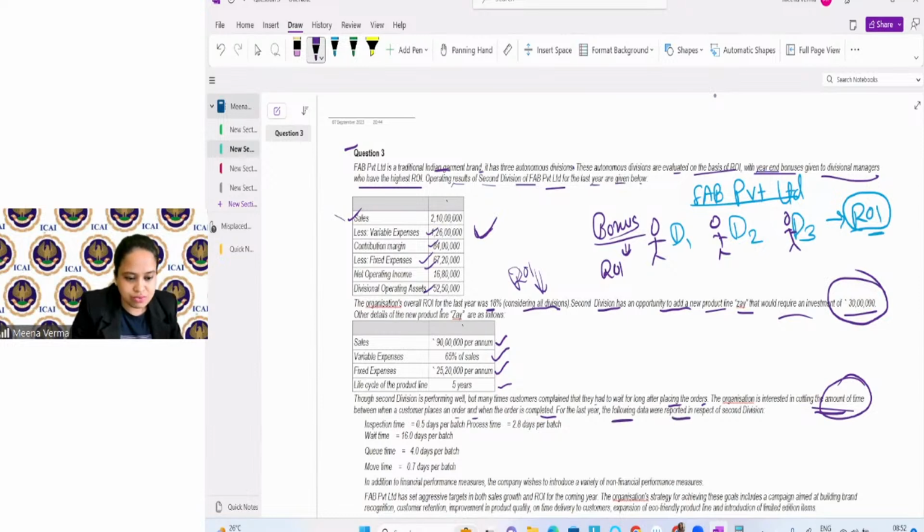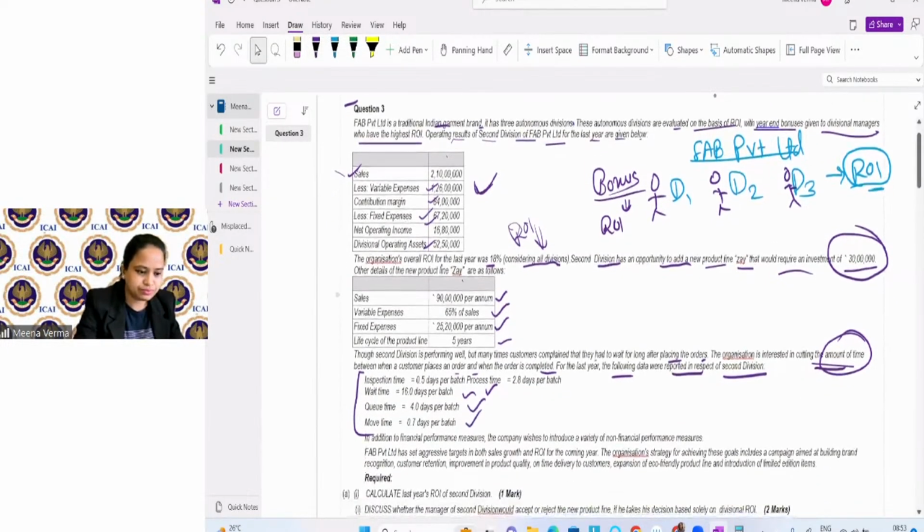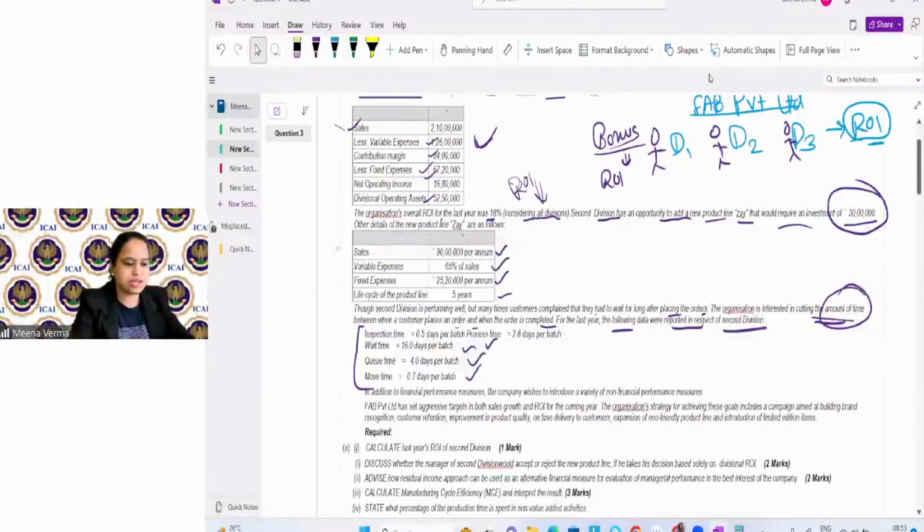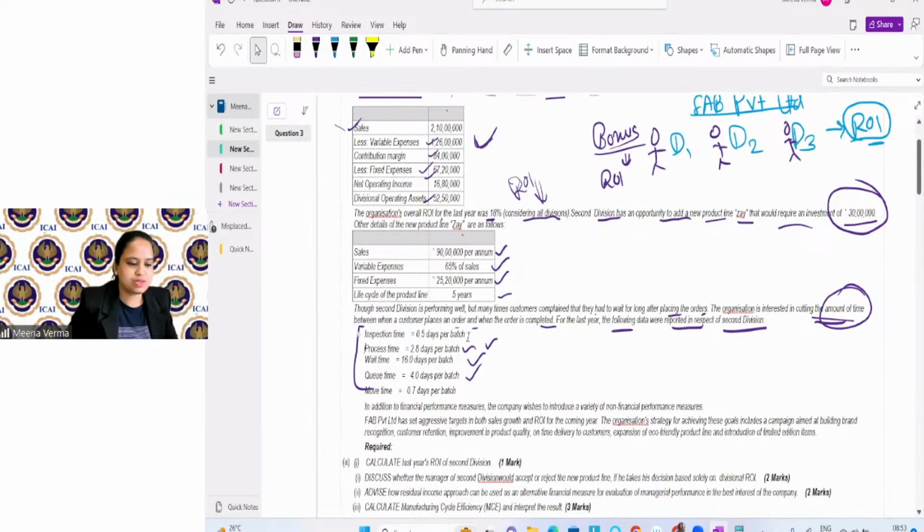For the last year, the following data were reported in respect of the second division. For the second division, they have mentioned what the inspection time was. Then the waiting time was this. Then the queue time was this. Move time was this. Okay. Process time is also given here. Process time is this. Okay.